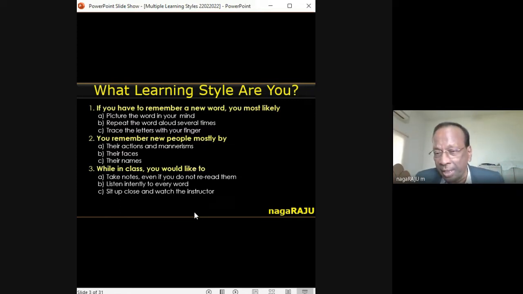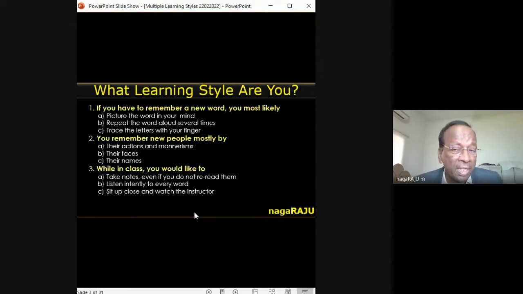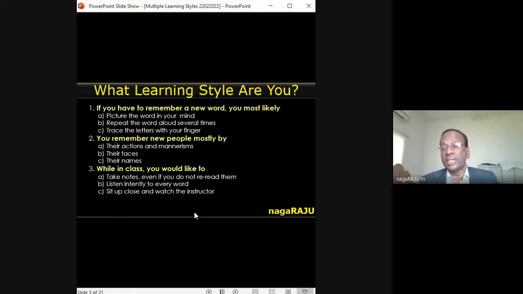So we can call them intelligences, we can call them learning styles, etc. But for the time being, we understand that not all of us are alike. Not all of us do things the same way. Not all of us learn things the same way. Even remembering a face, for instance, remembering a student in the class. So we remember them different ways.